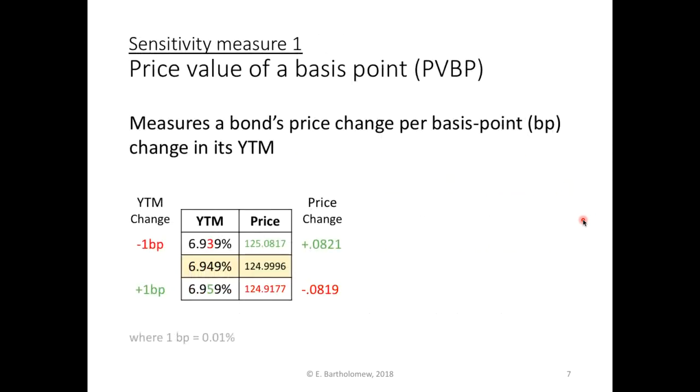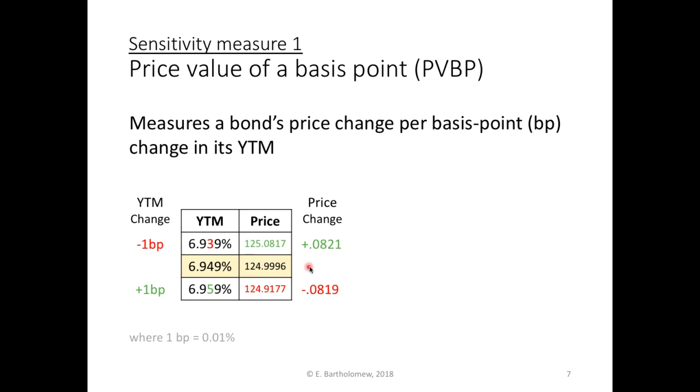So let's explore each of these in turn. Starting with the first sensitivity measure, PVBP, how do we calculate it? Let's do a YTM change, but an even smaller one than we were looking at before, so plus or minus 1 basis point. Our 6.949 is going to change to 6.939.